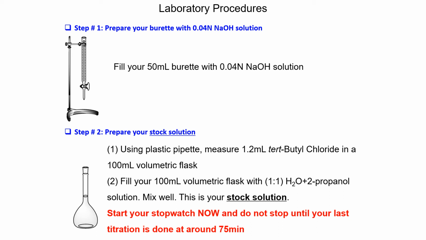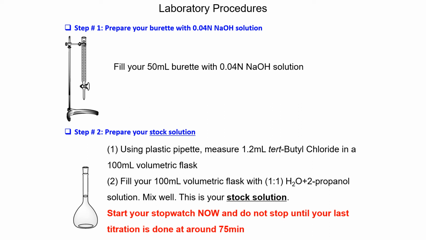So the stock solution, because we're talking about the SN1 reaction, is simply the major reaction we have. We will prepare that stock solution by adding equal portions of water and 2-propanol, which are the solvents, into 1.2 milliliters of tert-butyl chloride, which is our substrate, in the volumetric flask.